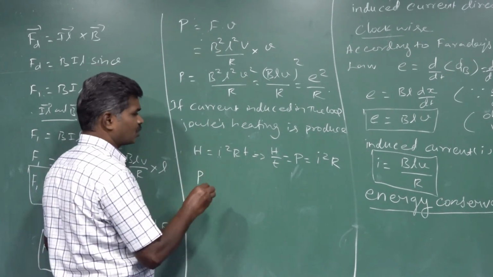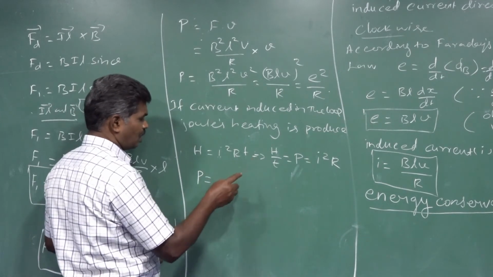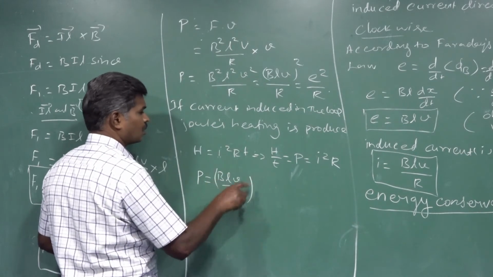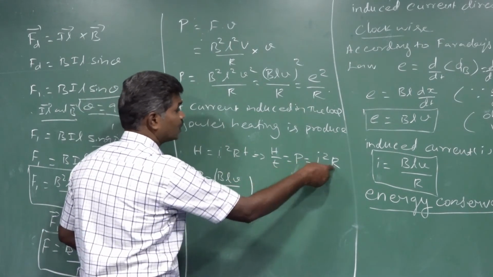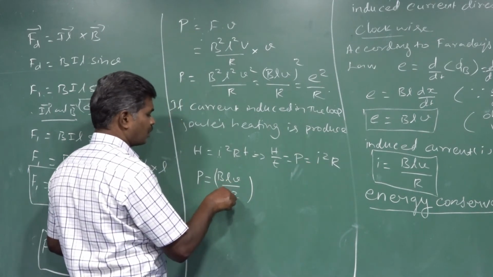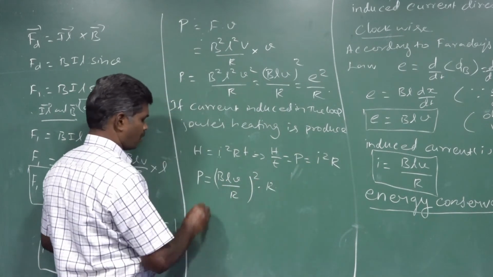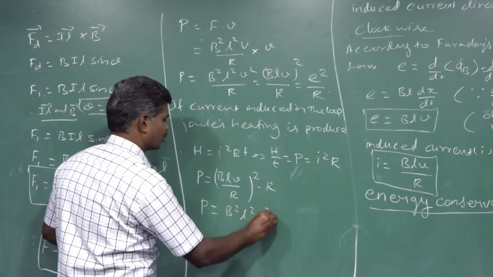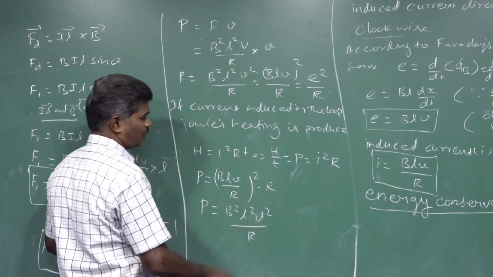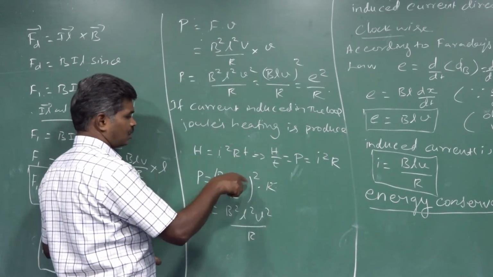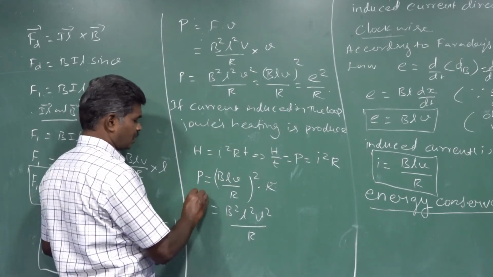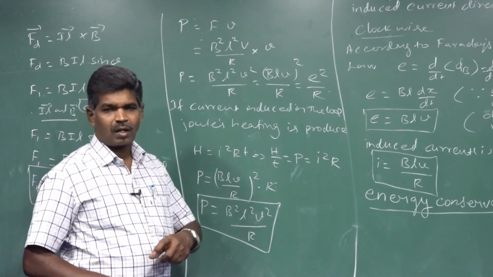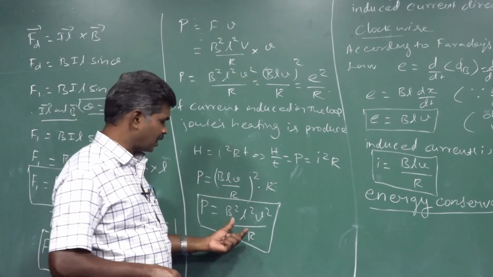Then if we substitute the induced current, P is equal to, instead of I, BLV divided by R, that is I square R. P is equal to I square R. That's why (BLV divided by R) whole square into R. If we simplify, we will get B squared L squared V squared divided by R only, because this R and in the square R, one R is cancelled. This is the equation for the rate of producing thermal energy.